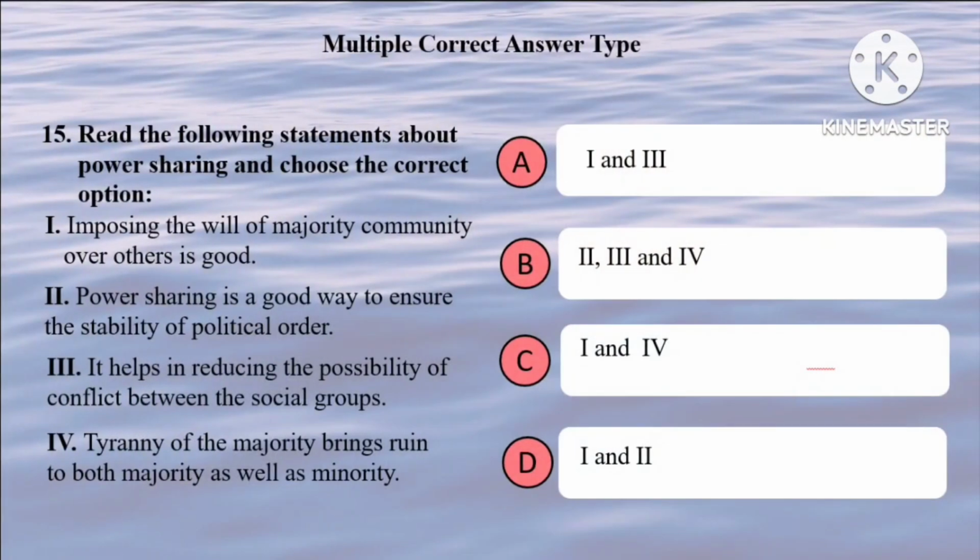Next, imposing the will of majority community over others is good. No, it is not good. Power sharing is a good way to ensure the stability of political order. This is correct. It helps in reducing the possibility of conflict between the social groups. This is also correct. Tyranny of the majority brings ruin to both majority as well as the minority. This is also correct. So all but the first one seems to be correct. So the correct option is B.